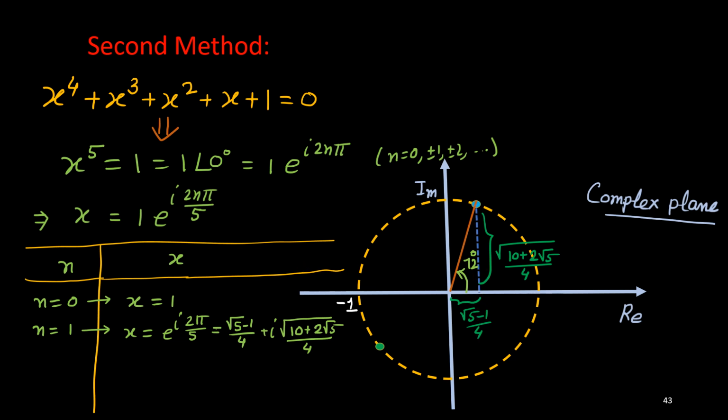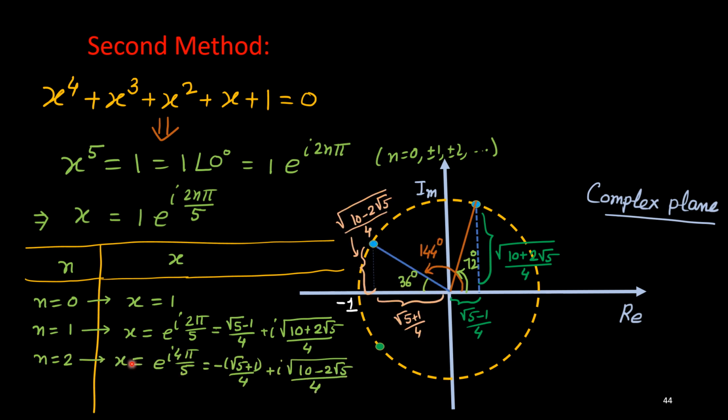Now if I go for n equal to 2, then it will be e to the power i 4 pi upon 5. That means double the previous angle. So it was earlier 72 degrees, now it is 144 degrees. If it is 144, this angle is 36 degrees. So it will be in the second quadrant. So this point is the solution. So on the real axis, this magnitude is cos 36 degrees, again but on the negative side, minus sign. And this is your sin 36 degrees.